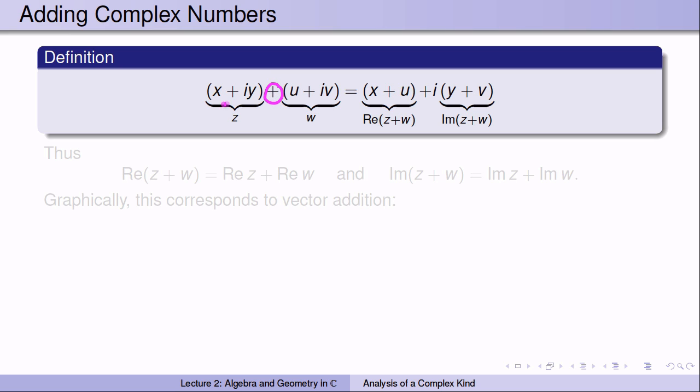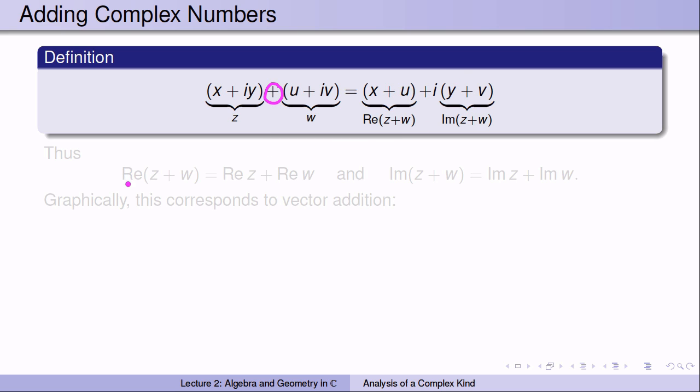We're defining them by simply adding the two numbers that don't have any i's attached to them, so the x and the u. We add those two real numbers. And then we add the y and the v and put the i in front. And so our resulting complex number has a real part, which is the sum of the two real parts, and has an imaginary part, which is the sum of the two imaginary parts.